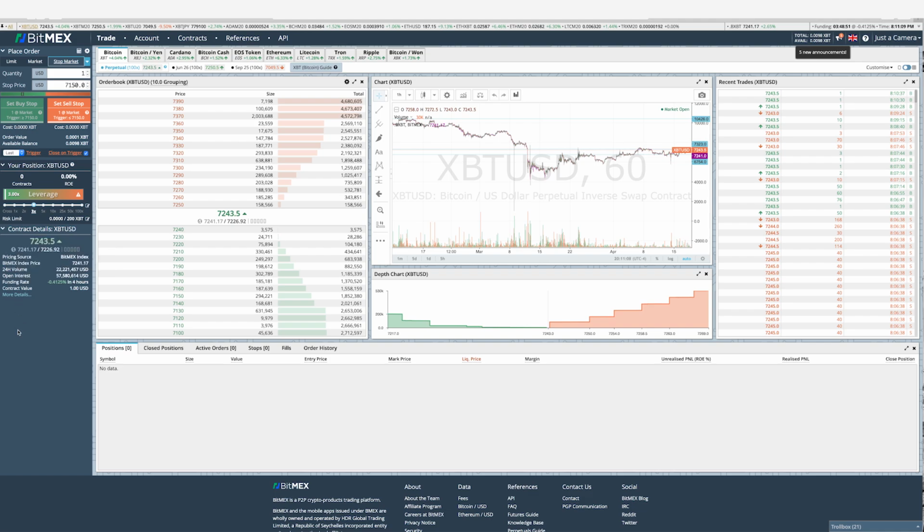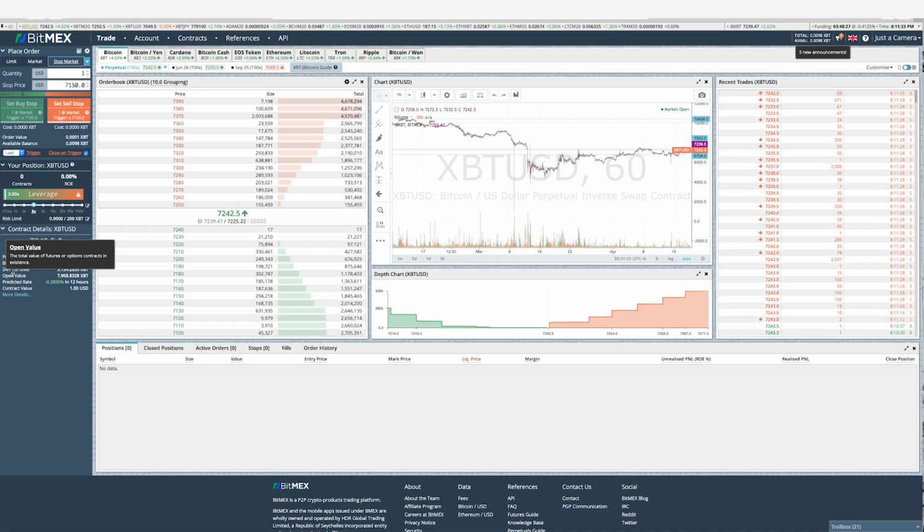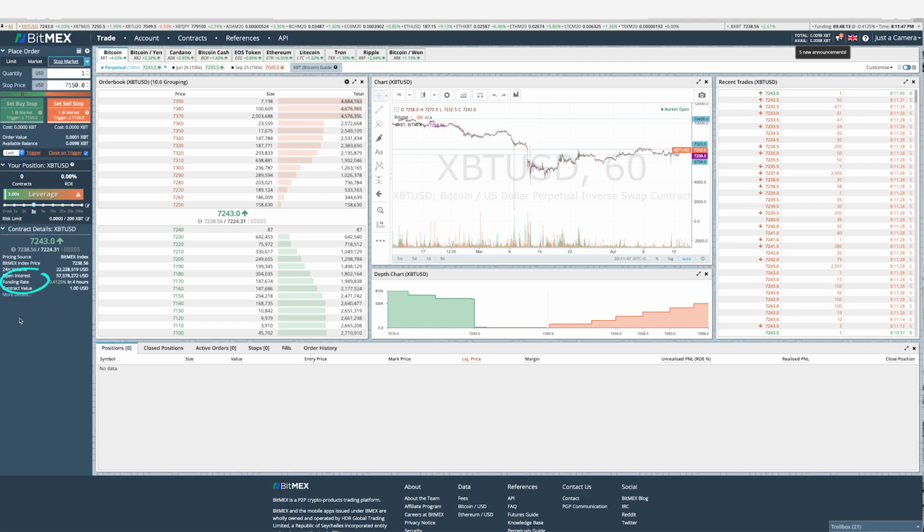And we can see something called open interest if we move our mouse away. And this is the total number of contracts on the exchange open at this point in time, and it's denominated in US dollar value. Now, if we hover over it, we can see the open value, and this is the total value of futures or options contracts in existence, and that's denominated in XBT or Bitcoin. So we can think of that as 7,968.8328 Bitcoin or XBT.